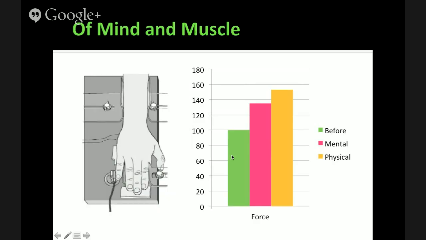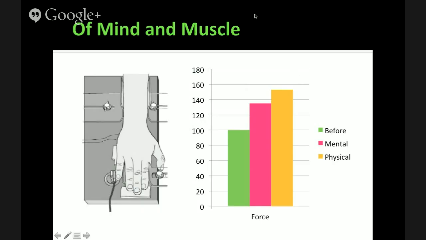So they built this apparatus and had people exercise their abductor digiti minimi, and they measured the force generated from that muscle. And then they asked people, all right, that's great. We want you to go home and exercise your abductor digiti minimi, and we want you to do that for 12 weeks for 15 minutes a day. Okay, 12 weeks, 15 minutes a day, of course you get stronger. And as you see, you actually get quite a bit stronger, just about 50% stronger when you do this exercise, which makes sense, right?